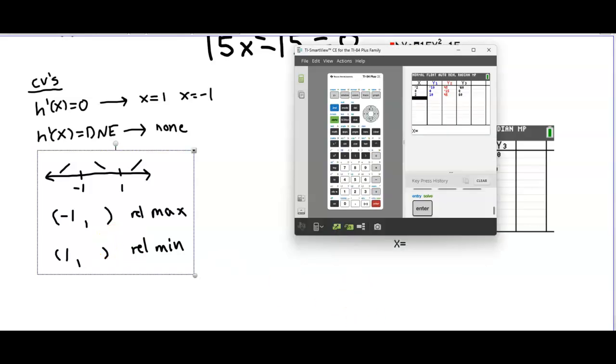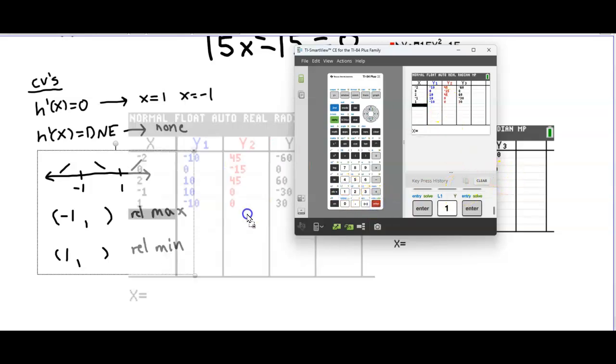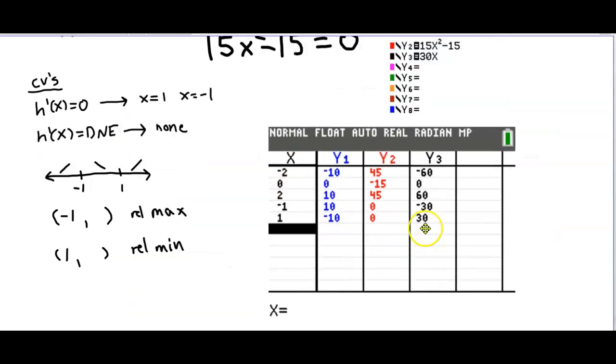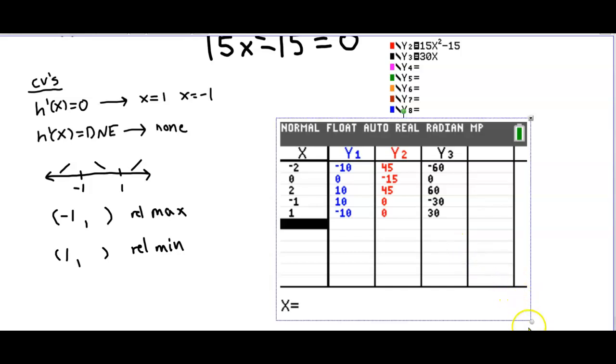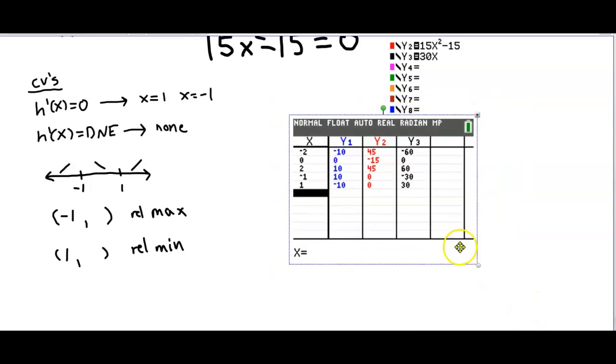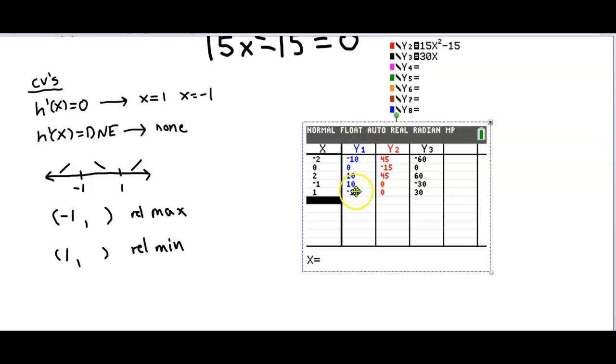Now to get the outputs, we have to evaluate the original function at these two values of x. So I can go back to my menu here, and I'm interested at -1 and +1. And I can see that at -1, we have a value of +10. y1 is where the original function was. So if you plug -1 into the original, you should get a 10. That's the max. At +1, we've got h of x equal to -10. So that's our relative min.